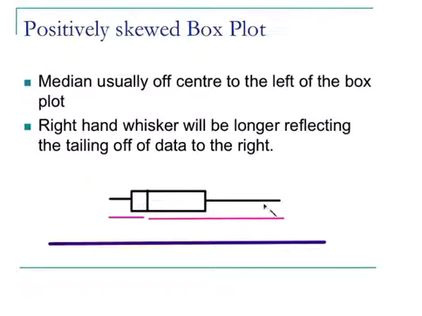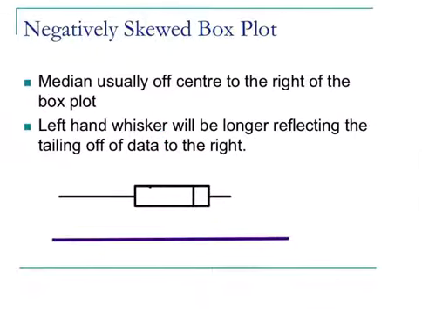Often we talk about the whisker. The right hand whisker will be longer, reflecting that the data tapers off to the right. That means the length from Q3 to the maximum value tends to be longer than the lower quarter, from the min to Q1.